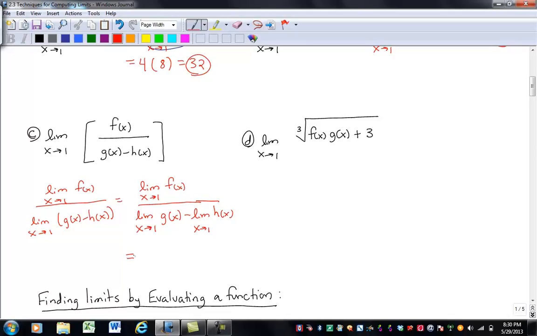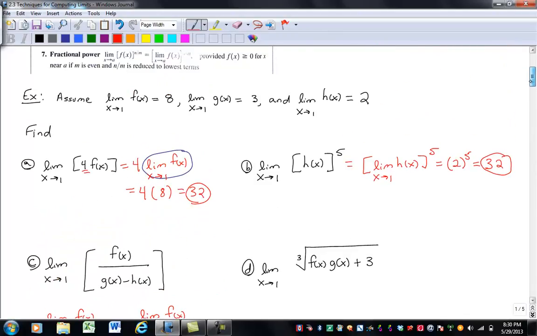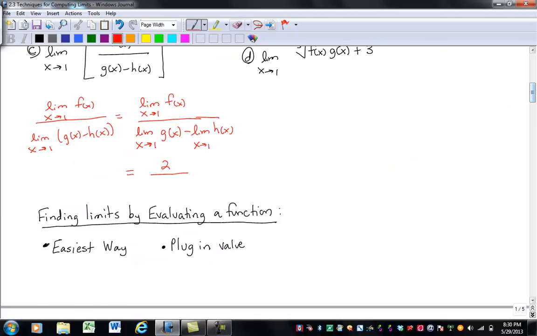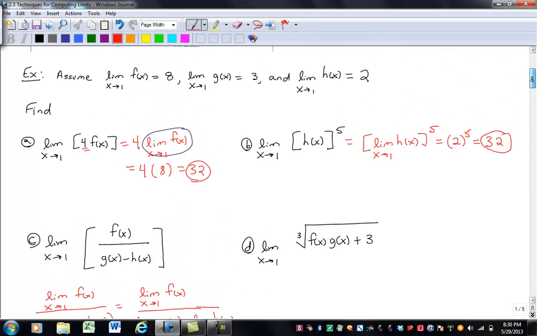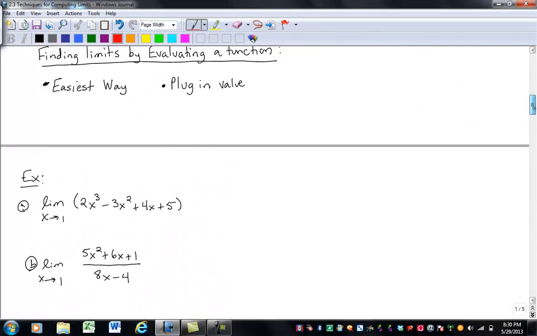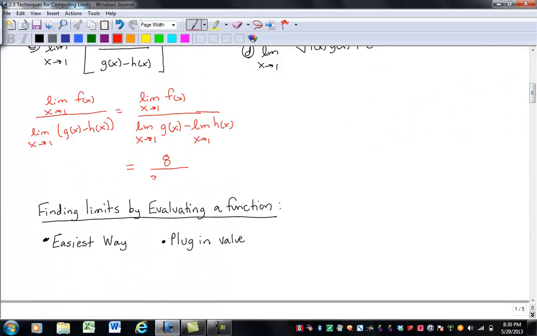And when I write in these limits, the limit as x approaches 1 of f is 8. The limit as x approaches 1 of g is 3. And the limit as x approaches 1 of h is 2. So this is 8 over 1, which is 8.